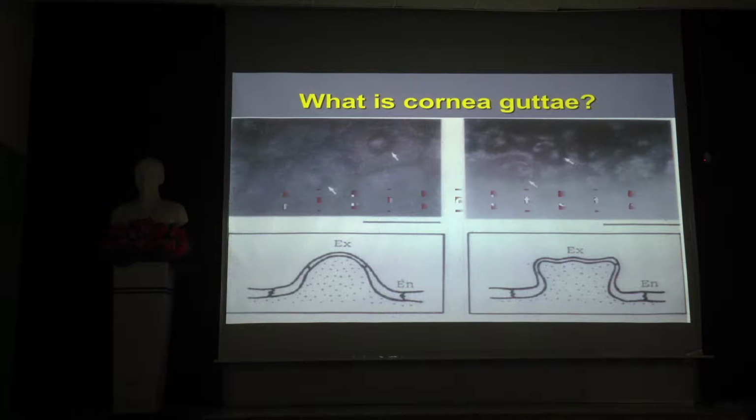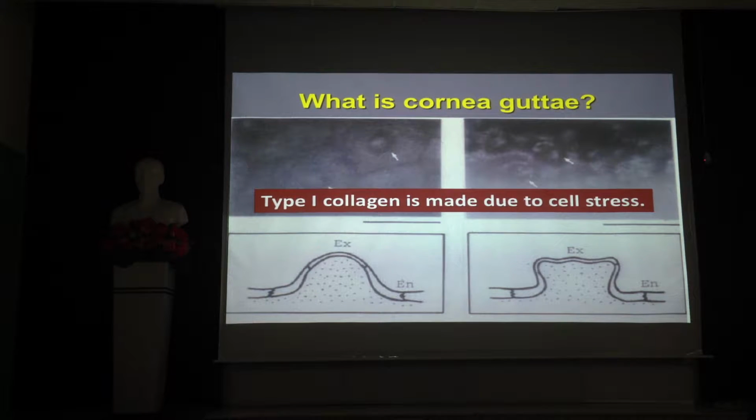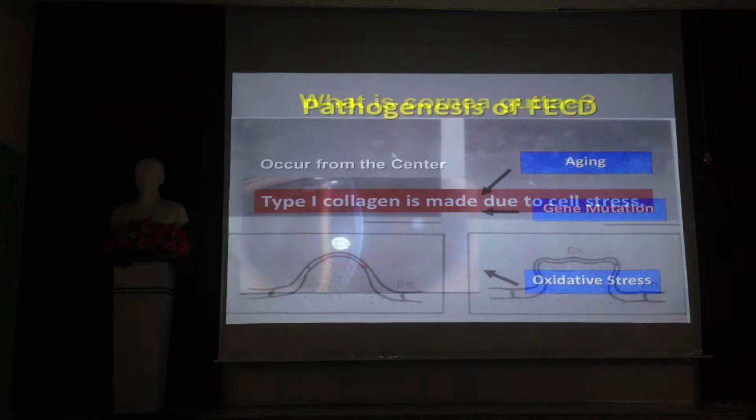on the corneal guttae. And usually type 1 collagen is made due to cell stress also. Endothelial cells are supposed to make type 4 collagen, sometimes type 8 collagen, but not type 1. But if they have some stress, they do not know how to do it. So in addition to type 4, they produce type 1 collagen as well.